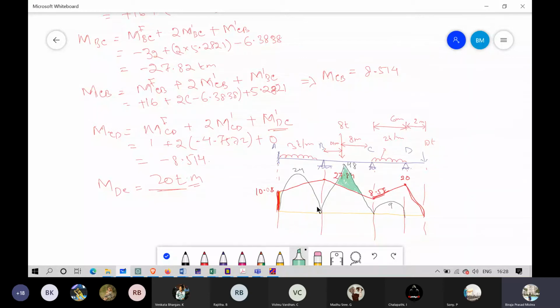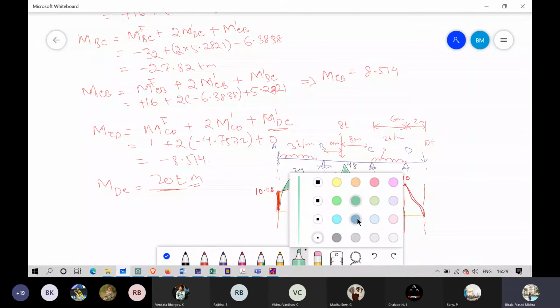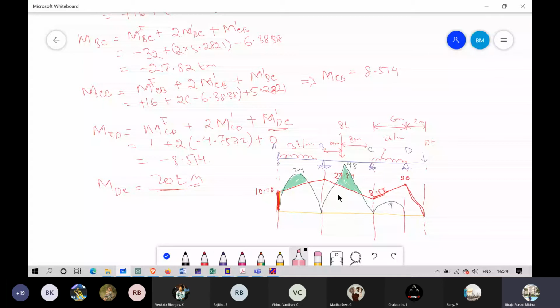This part will be positive and this portion will be the positive bending moment. Okay, and the rest are all negative. So this one is again negative bending moment.